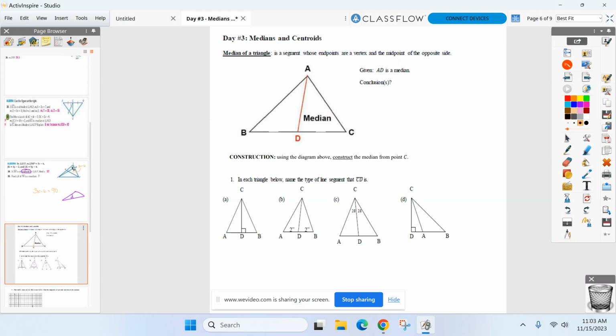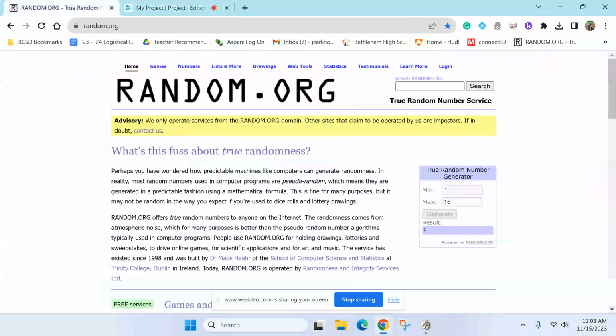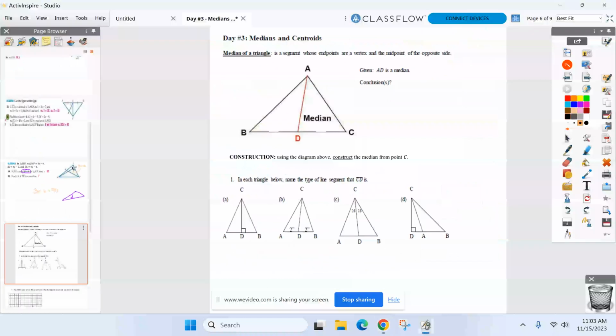Tell me a true fact then about my diagram. AD is a median. Therefore, this is true. Median starts at a vertex, goes to the opposite side's midpoint. What's true about my diagram then? Give me something that you know is true. Matt, got anything that's true? BD is congruent to DC. Good job. BD is congruent to DC because D is a midpoint.